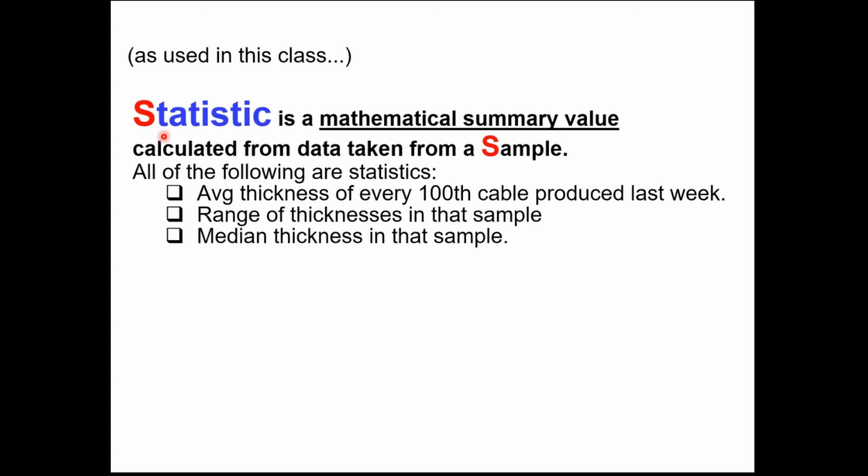Statistic. What does the word statistic mean? It refers to some kind of summary value, like an average or a range or a median or a standard deviation. It's some kind of summary value from data in a sample. So not the entire population, but you take a sample, and if you take the sample average, a sample range, a sample standard deviation, or whatever, each one of those numbers is called a statistic.